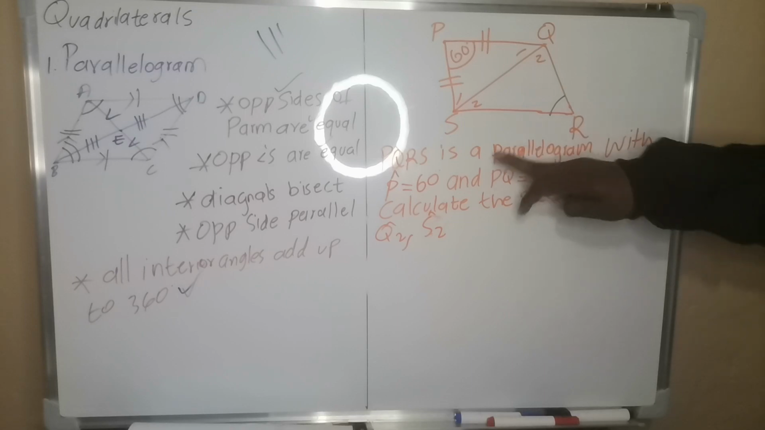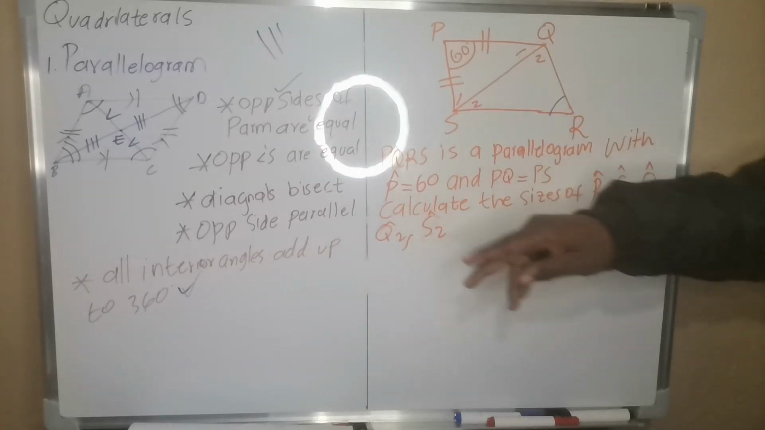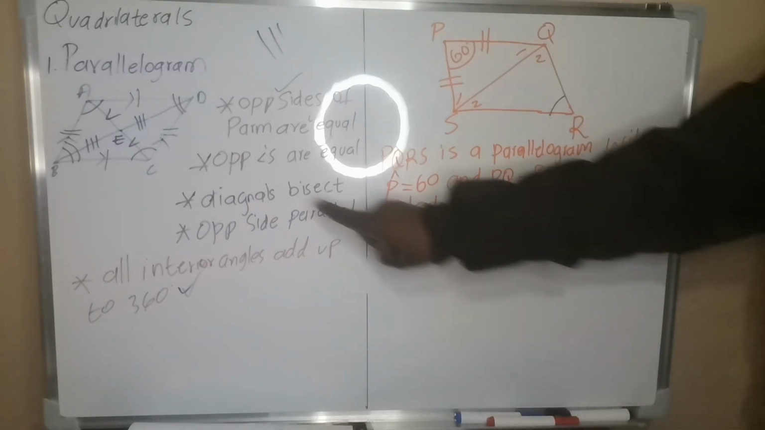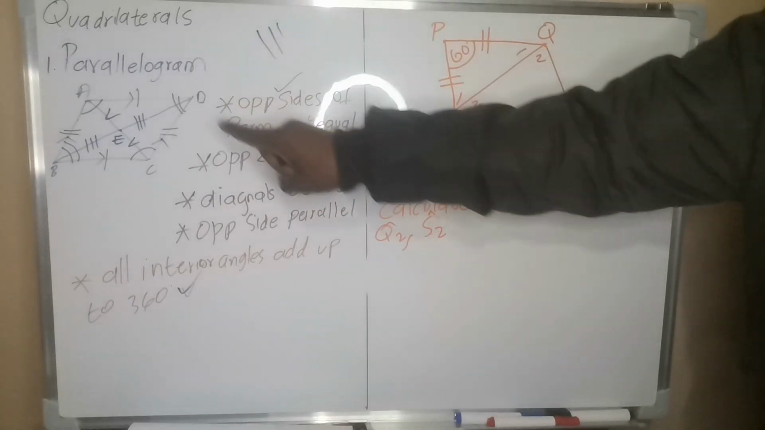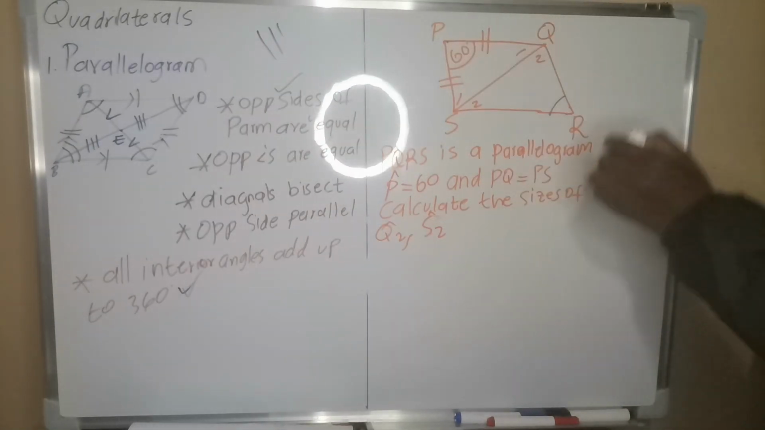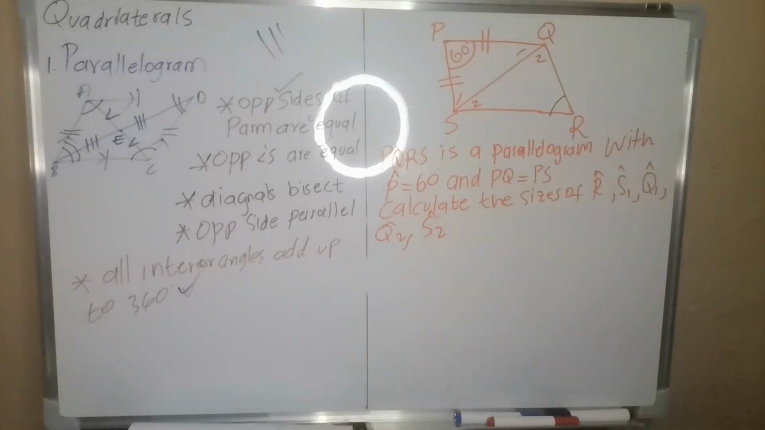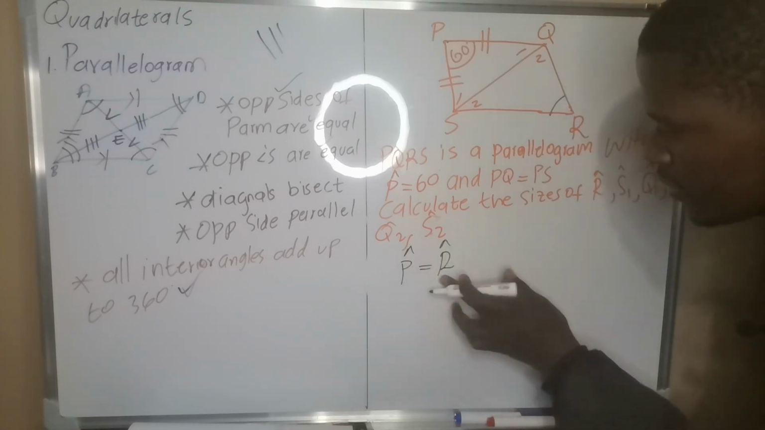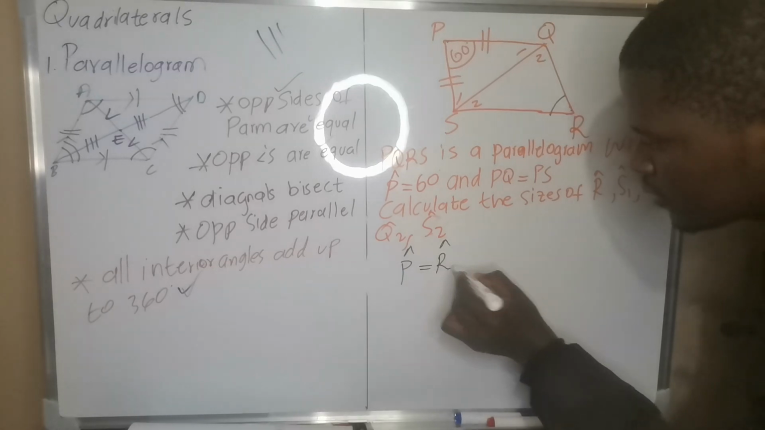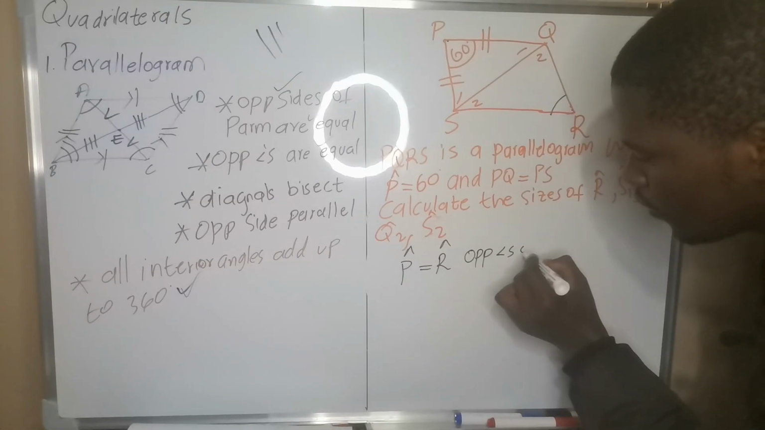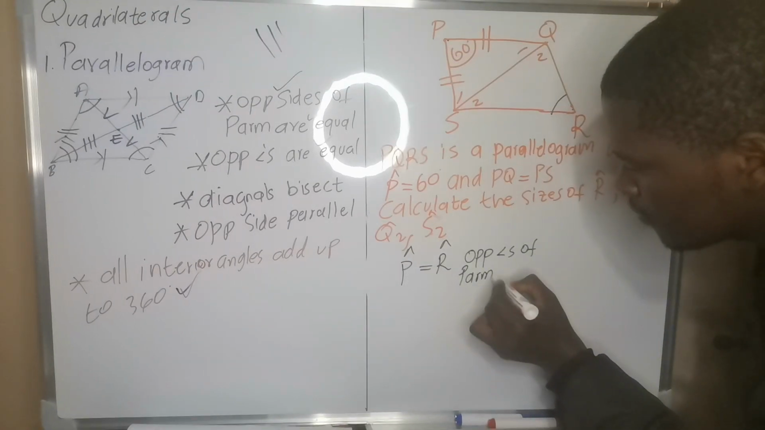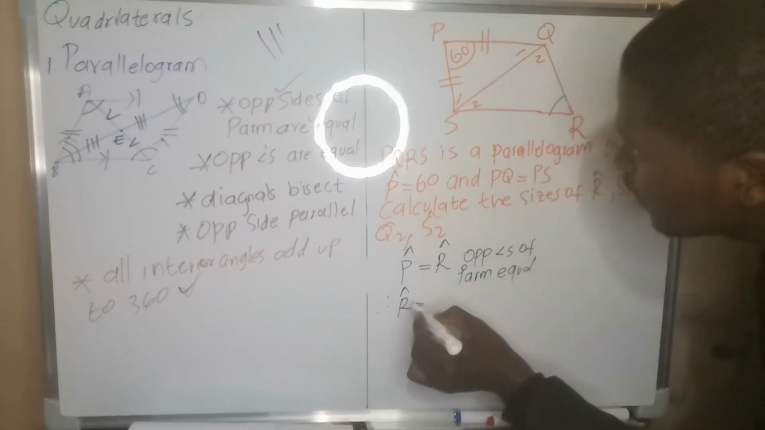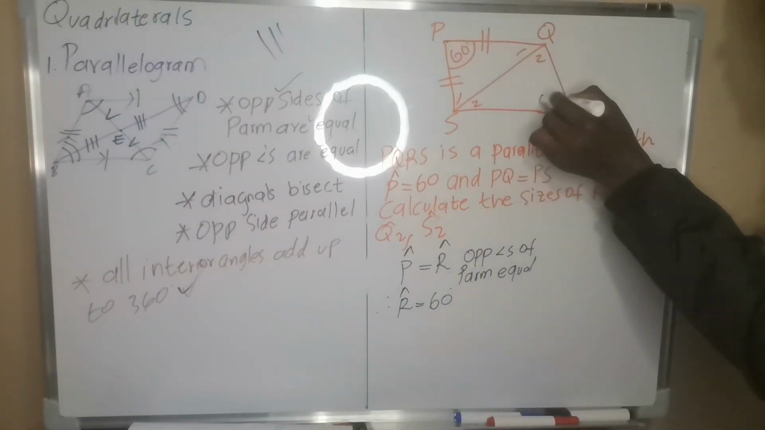I know this is a parallelogram. What does a parallelogram say about its angles? Opposite angles are equal. That means angle P is equal to angle R. Why do you say that? Because opposite angles of a parallelogram are equal. Therefore, angle R is equal to 60 degrees. Now, we have 60 here.